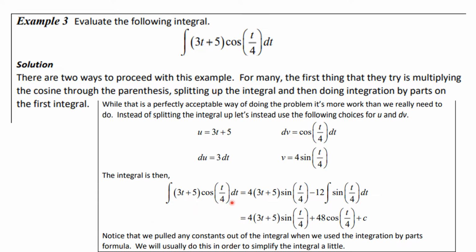So the integral of u dv is uv minus the integral of v du, and that would be this. And so now I have to integrate this to complete the problem, and what happens is the antiderivative of the sine of u is the cosine of u. I have another factor 4 in there, and actually it is the minus cosine, so minus a minus is a plus. So at the end of the day, my solution is 4 times (3t plus 5) sine of t over 4 plus 48 cosine t over 4 plus c, and that's the constant of integration.